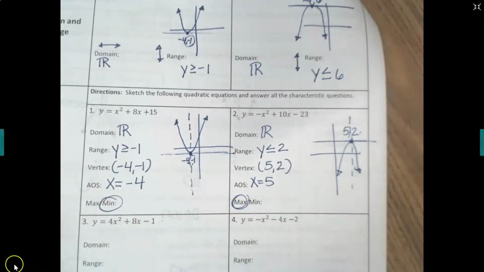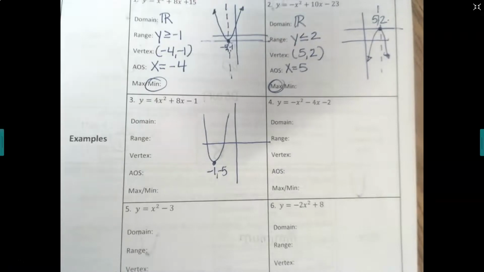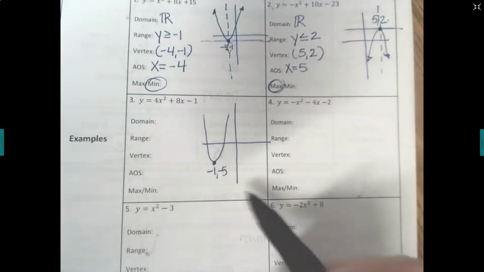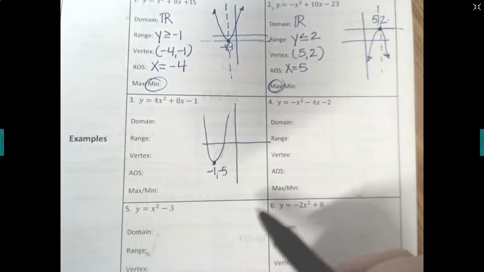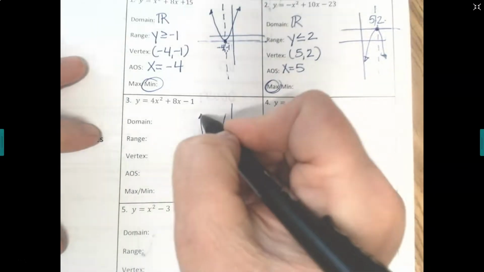All right. Put the third equation into Desmos and do a quick sketch of it. Make sure you mark the vertex. Right, so I put the equation in, I did my sketch, I put my vertex on here because that's going to help me answer my questions.